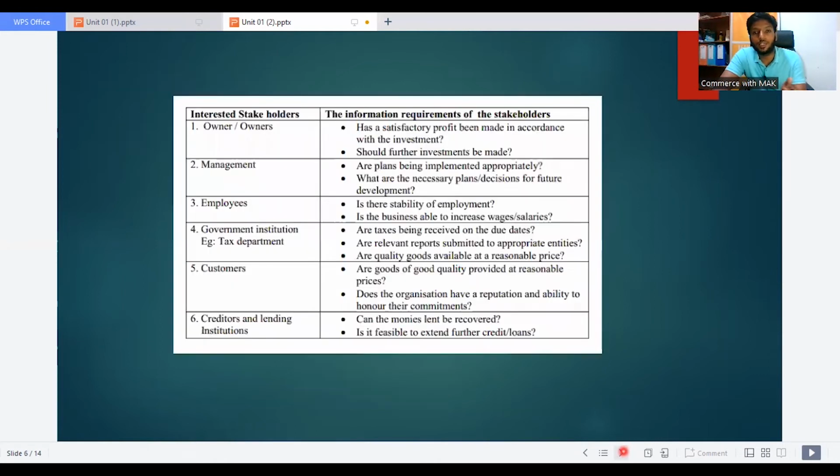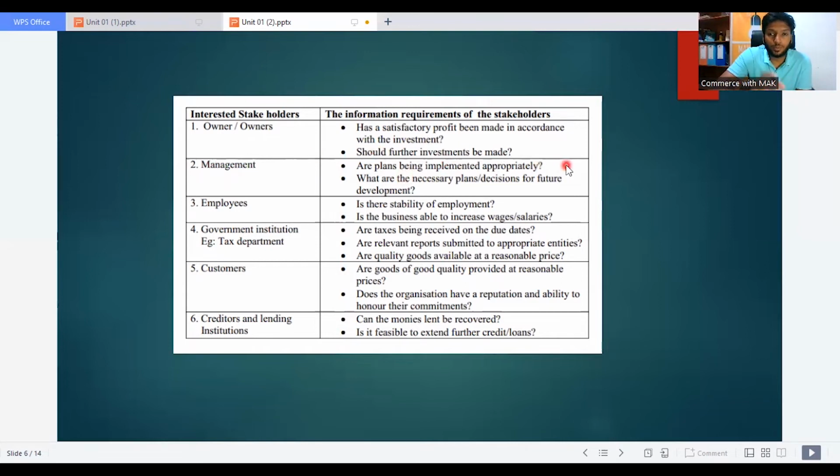We're going to see interested stakeholders and the information they need. What are their interests? You can see owners want a satisfactory profit in accordance with the investment. Should further investment be made? Do I need to make more investment to get a return on income? And then management, which is the directors and managers, decide: are plans being implemented appropriately?